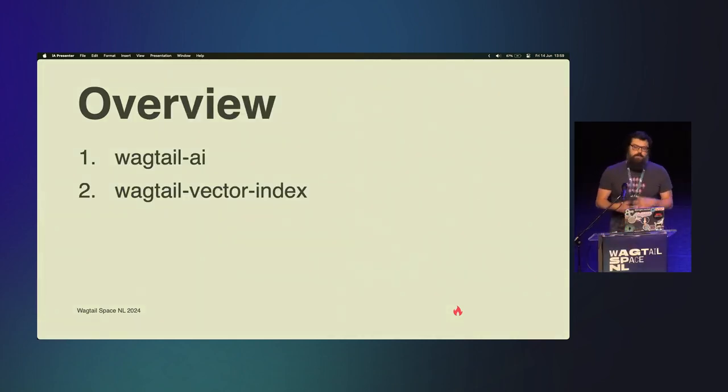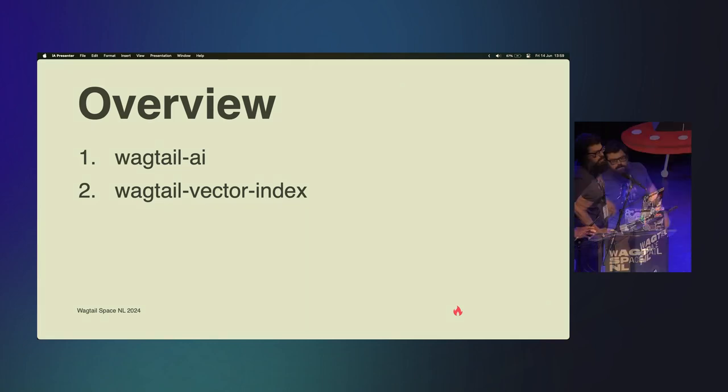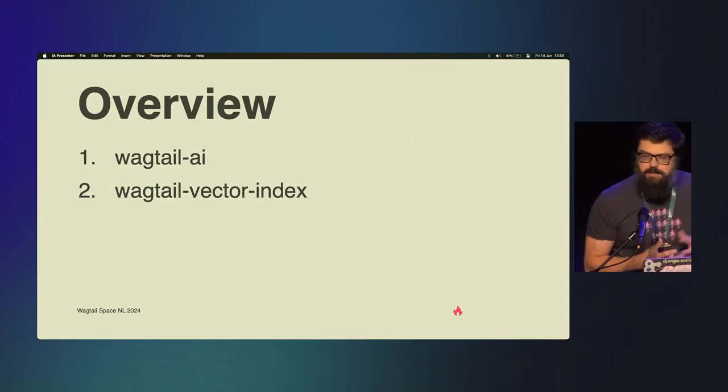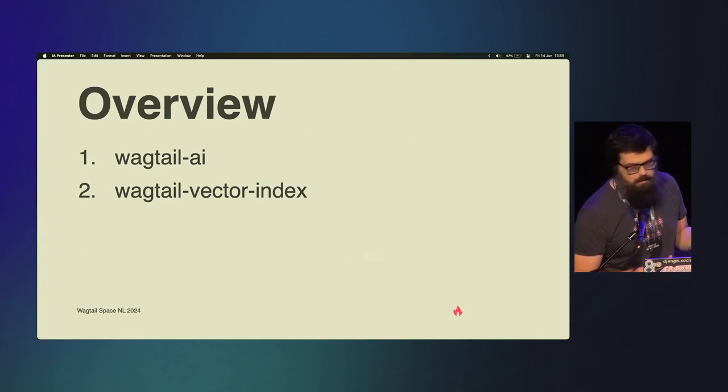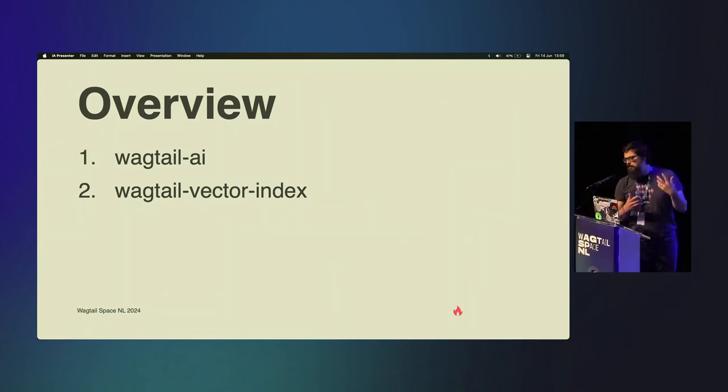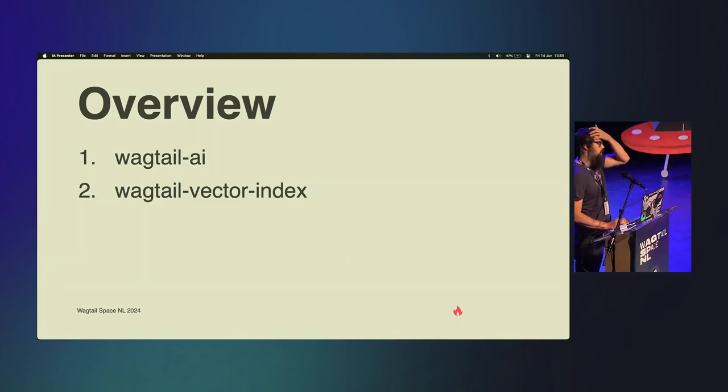So what do I actually want to talk about? When we talk Wagtail AI, it's two packages, so the Wagtail AI and Wagtail Vector Index. They were started by my colleague, Tom Usher, who wanted to play and had a side project, and we've since adopted that and brought in a number of enhancements and iterations, and we looked at how might we use them in real world scenarios and what would be a sensible way to use them.